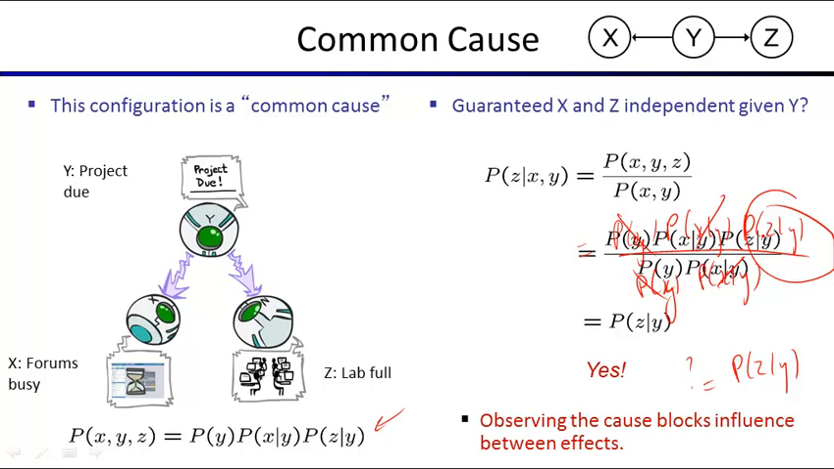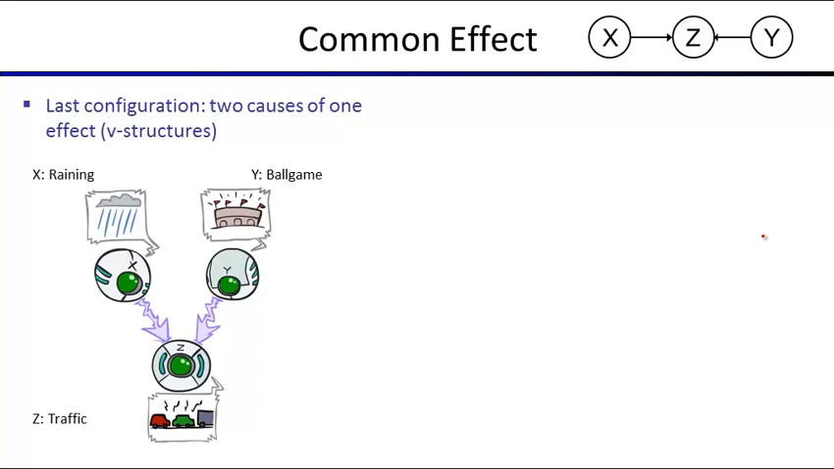We have one more case to look at, the common effect. By this time, you might say, I know the pattern. When the middle variable is observed, the outside variables are independent. When the middle variable is not observed, then they are potentially dependent, right? Turns out that's not the entire pattern. It's different here. So let's look at the story. It could be raining. There could be a ball game. Either one of them could contribute to there being traffic. Are x and y independent?